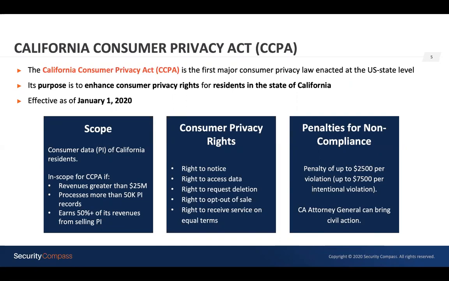Penalties issued under the CCPA can be up to $2,500 per violation if it is not remedied within 30 days. Penalties can be up to $7,500 per intentional privacy violation. The California Attorney General is permitted to bring civil action and issue fines under the CCPA. The CCPA also provides for consumer lawsuits, statutory damages, and the private right of action.